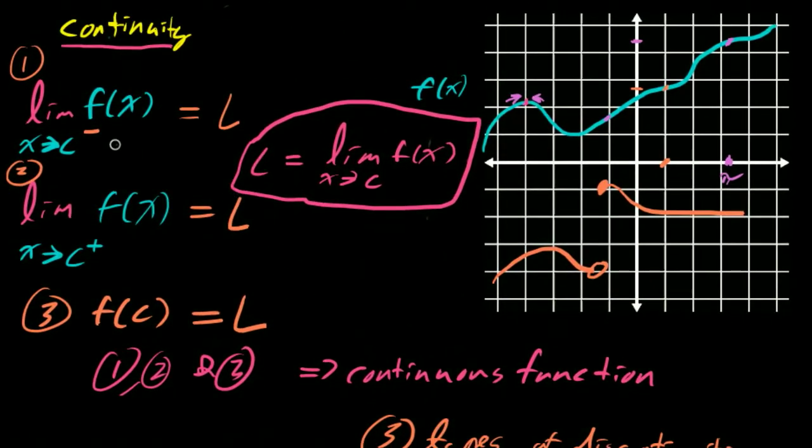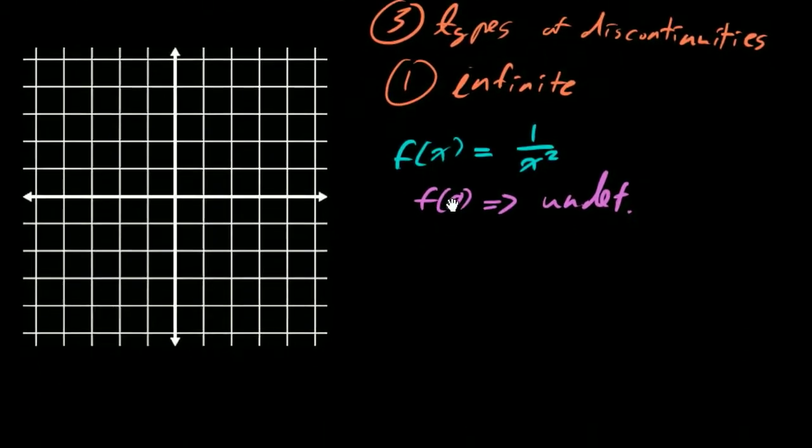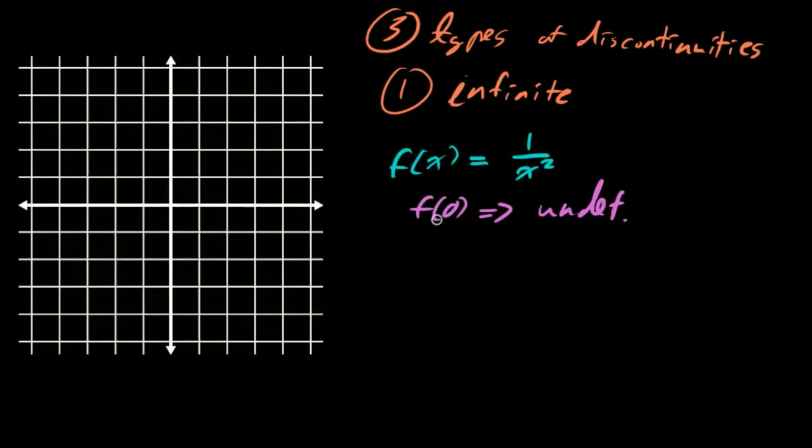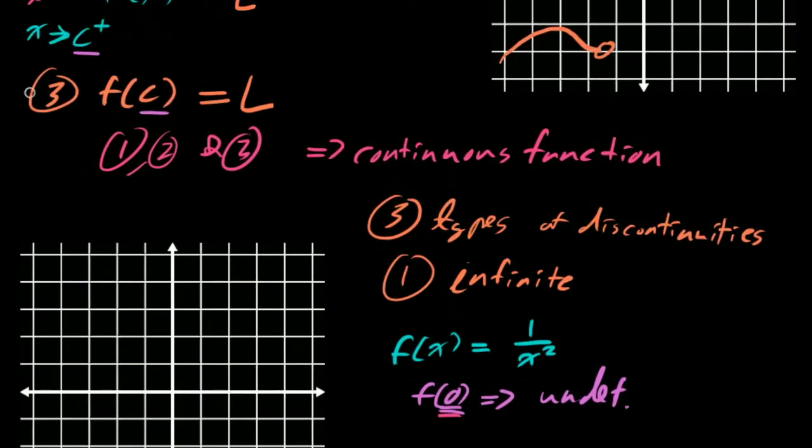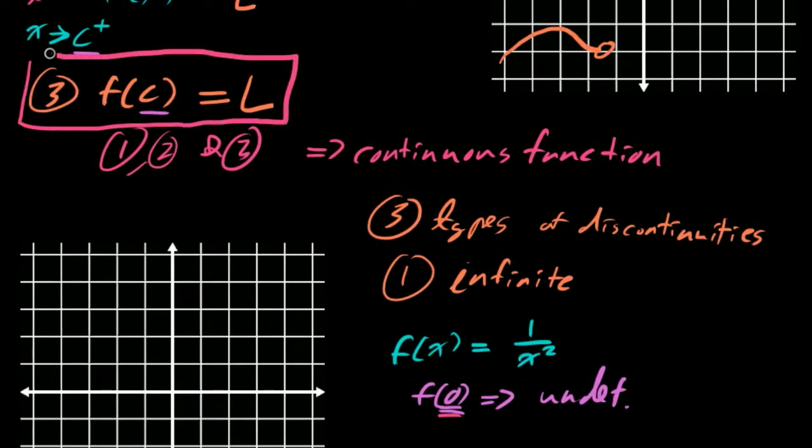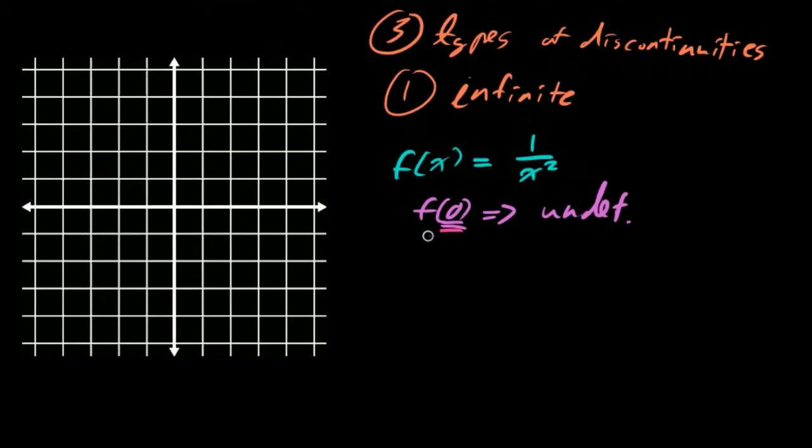In order for us to have a continuous function, we have to be able to do this process for any value c along the interval that f is defined. So right here with this example of 1 over x squared, we've found our value c, where we can't do that process, where we can't say that our function is defined. We can't do this part of the process where we say that f of c is equal to some limit L, because the value of the function at that point c is undefined.